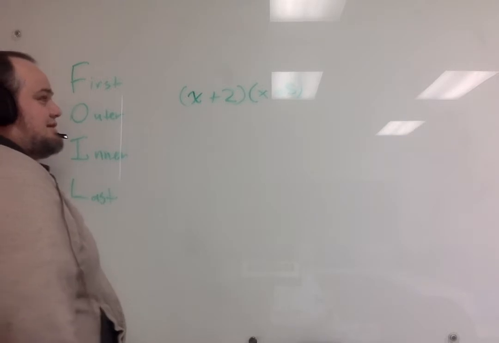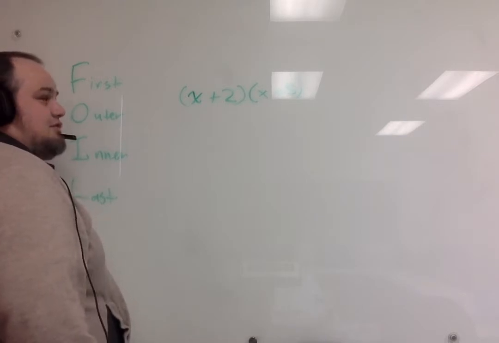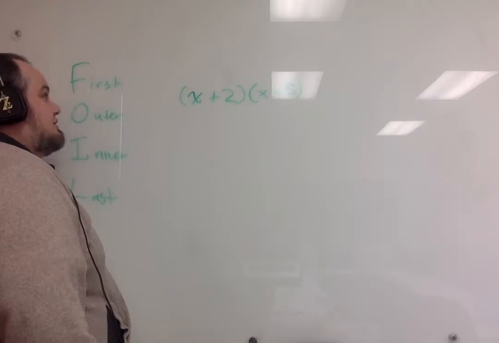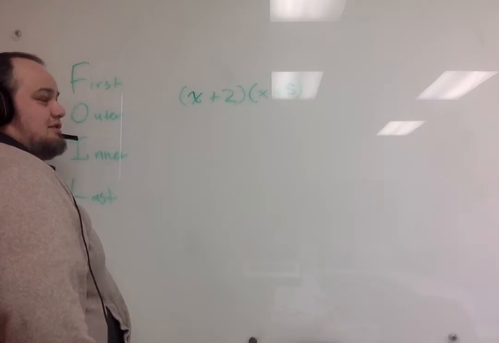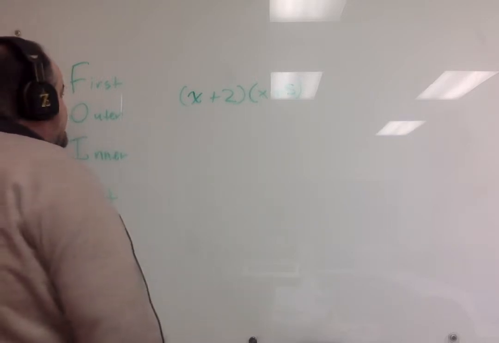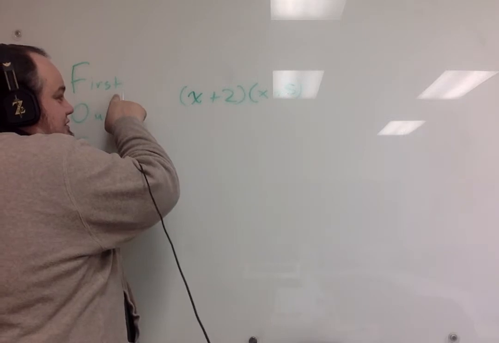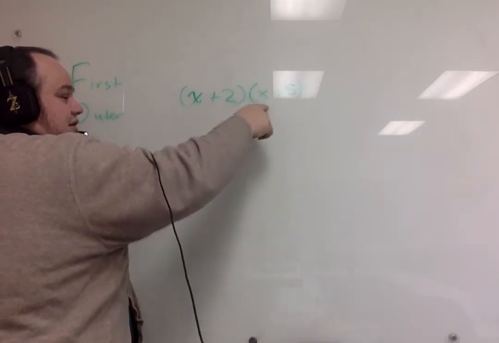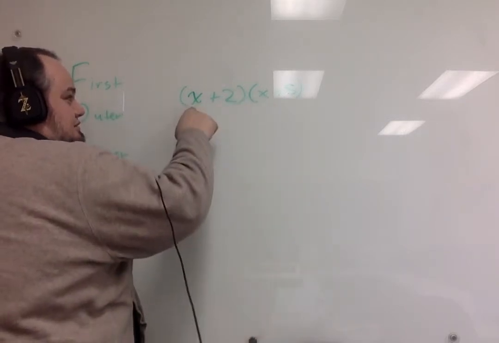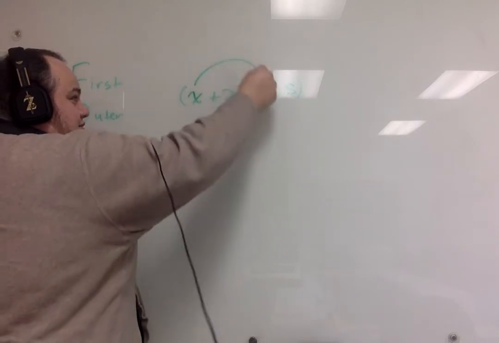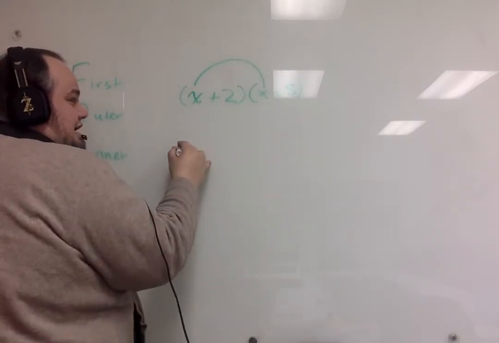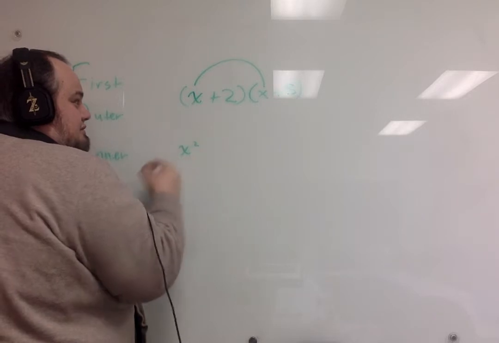So the FOIL method says that if you remember that there's going to be 4 parts here, it tells you the order to do it to work it out in the easiest possible way. So the first one, it says first. So the first term in each part gets multiplied together. So the first term here times the first term here. X times x is x squared.